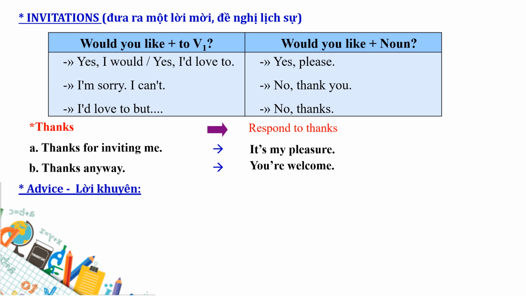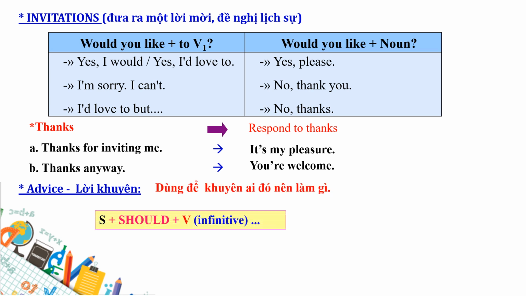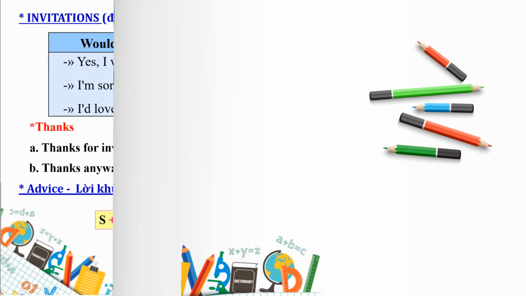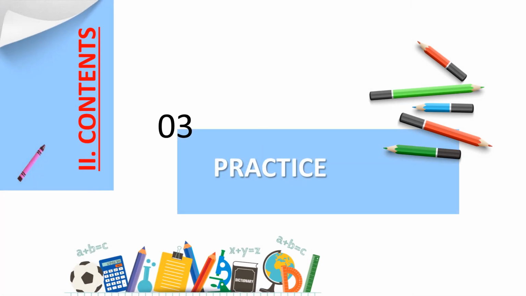That's the third point. Advice. To advise somebody to do something, you can use the structure subject plus should plus verb infinitive. For example, you can say, you should relax. Or we can say, what should we do? We move on to the third part of this lesson. I have presented to you some new structures and now we practice.